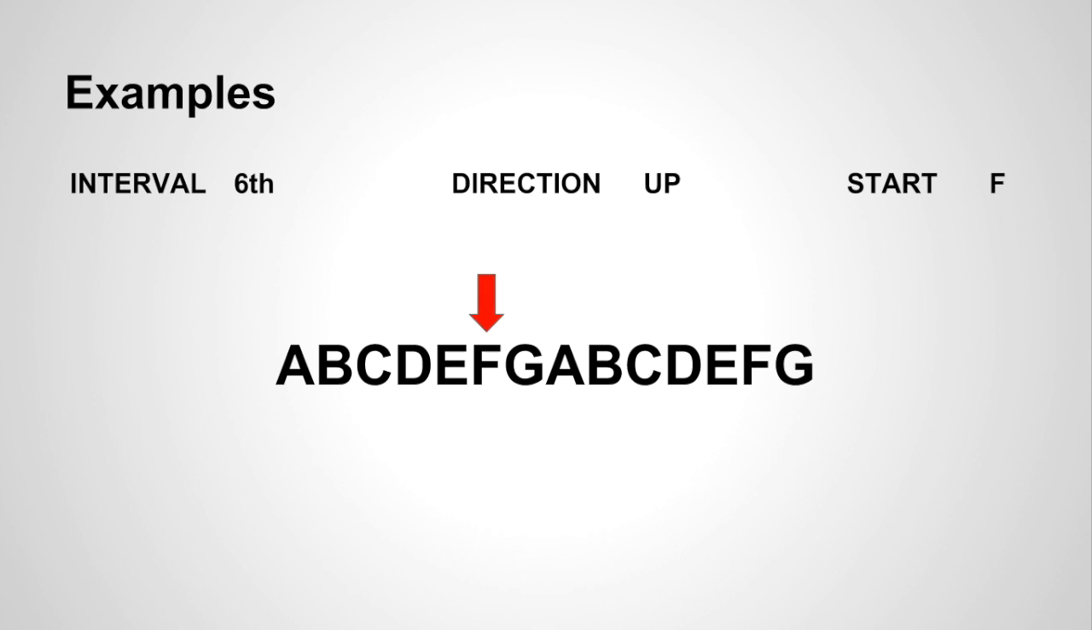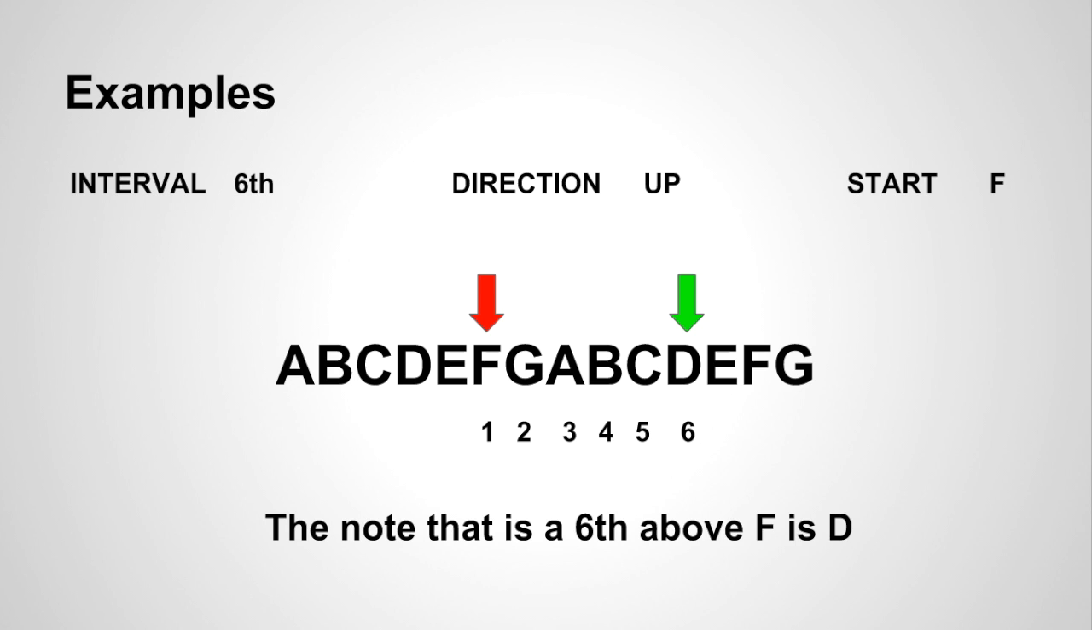Let's do another one. Here's your alphabet. And now you need to know interval, direction, and starting pitch. So, what note is a sixth up or above, a sixth above an F? Here we go. Find the F. Starting with F, count 1, 2, 3, 4, 5, 6. And there's your answer. So, the note that is a sixth above F is D.